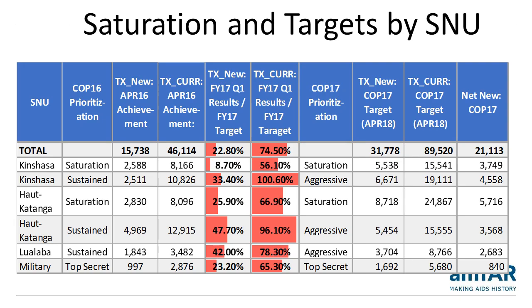Next slide. The only thing I want to talk about here is this is showing the new on treatment and the current on treatment from COP16 and from COP17. And the thing I want to talk about is just, if you look at, say, Kinshasa, the second row there, they changed the priority levels for the country. So they went from a sustained district in COP16 to an aggressive district in COP17. And that corresponded in an increase in the targets.